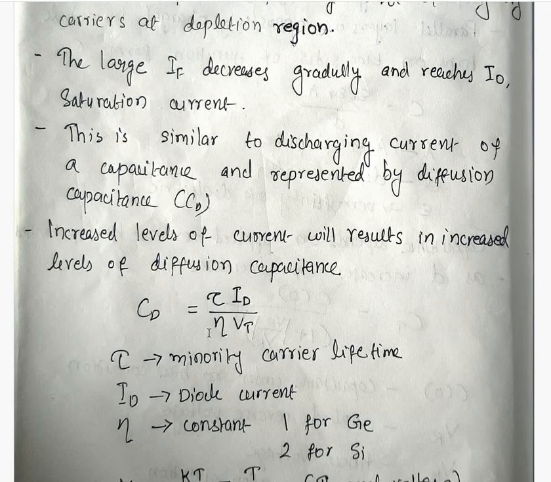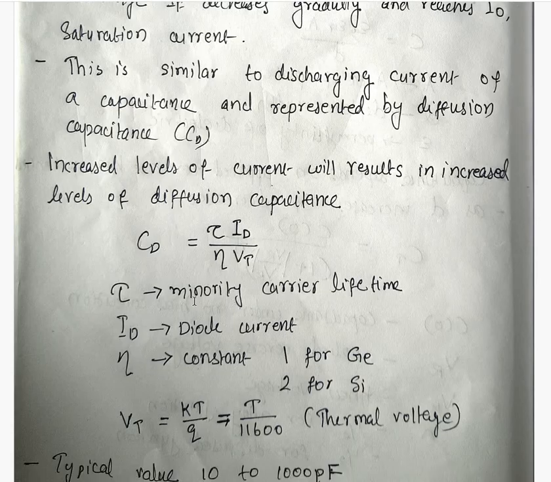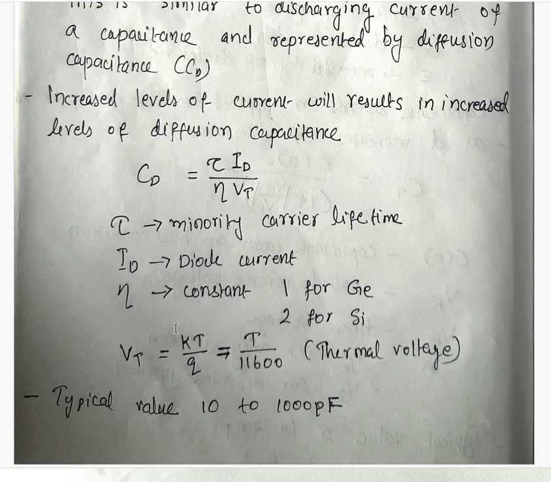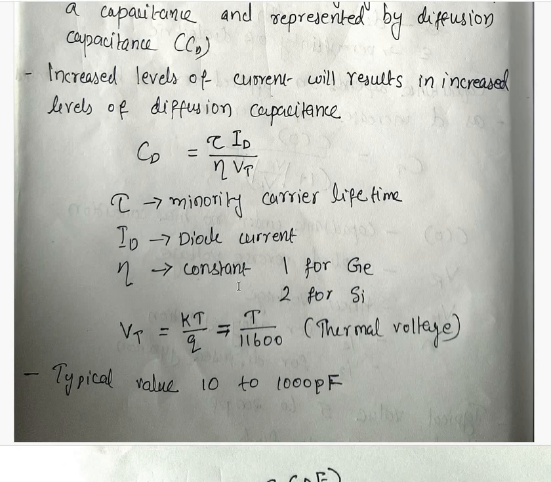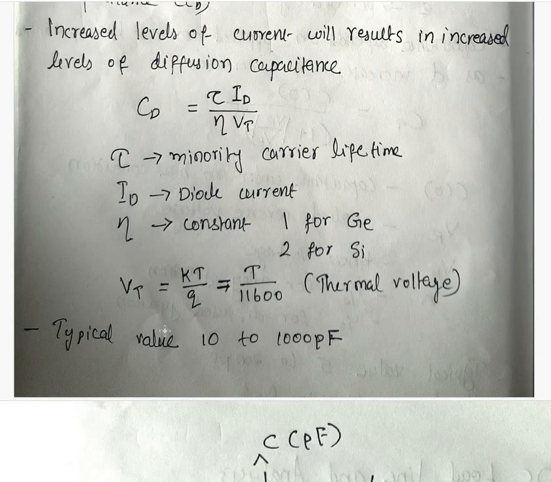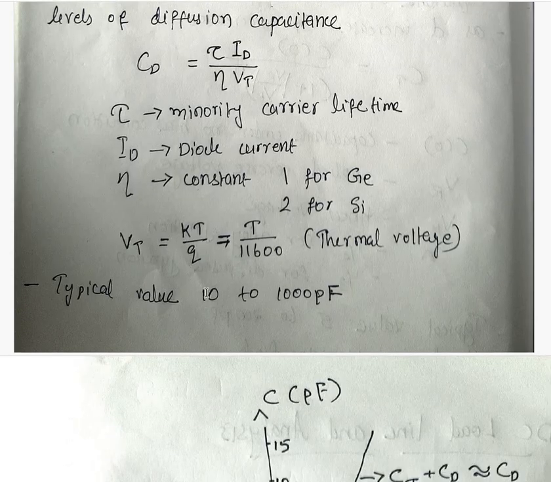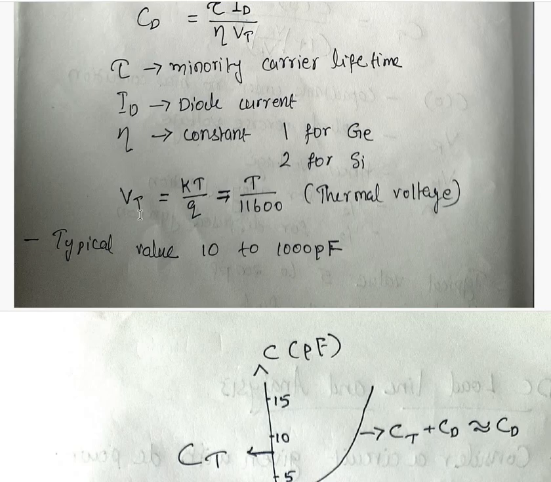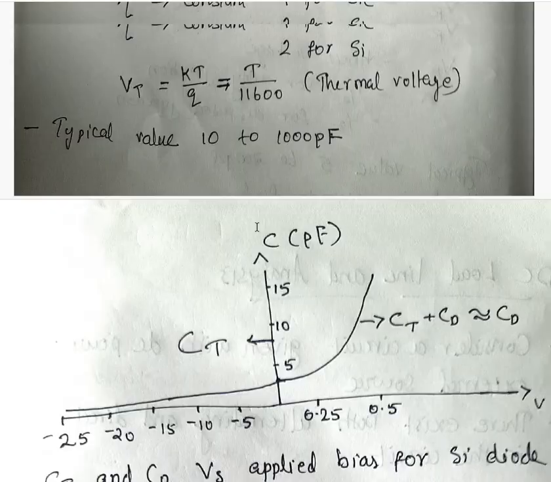So CD, the diffusion capacitance, is equal to tau ID by eta Vt. Tau is the minority carrier lifetime, ID is the diode current, eta is semiconductor constant, 1 for germanium and 2 for silicon, and Vt equal to kT by q, which is T by 11,600, the thermal voltage. The value of diffusion capacitance is from 10 to 1000 picofarad.